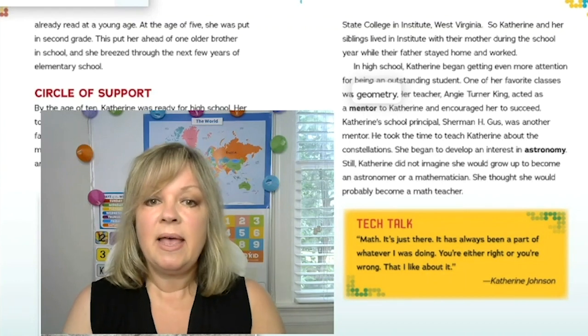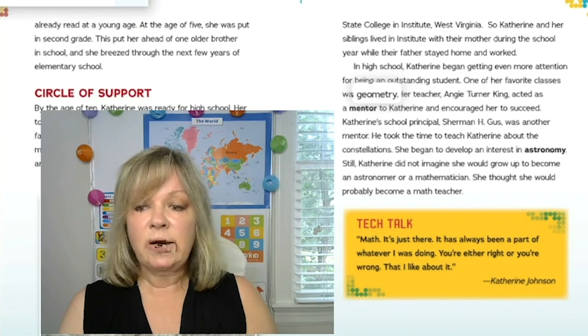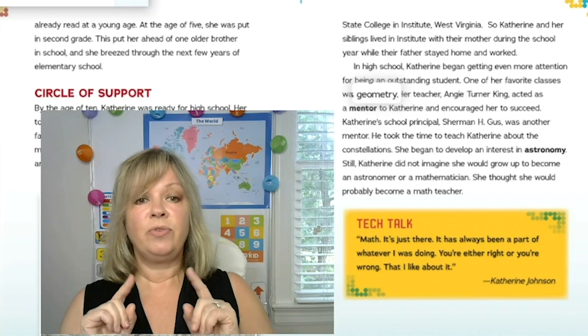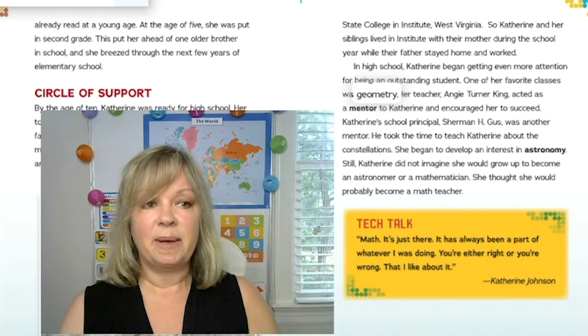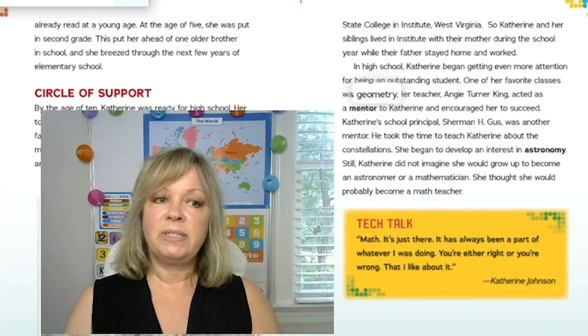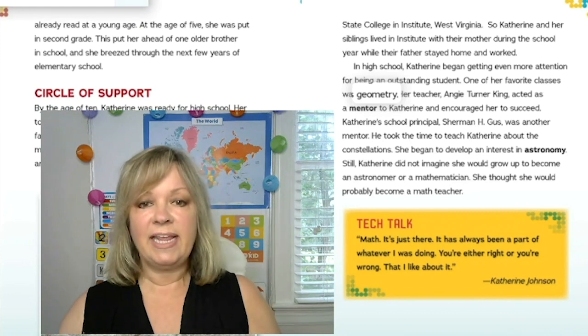It says, "Math, it's just there. It has always been a part of whatever I was doing. You're either right or you're wrong. That's what I like about it." Hearing an interesting quote from a successful person such as her helps us understand her thinking.